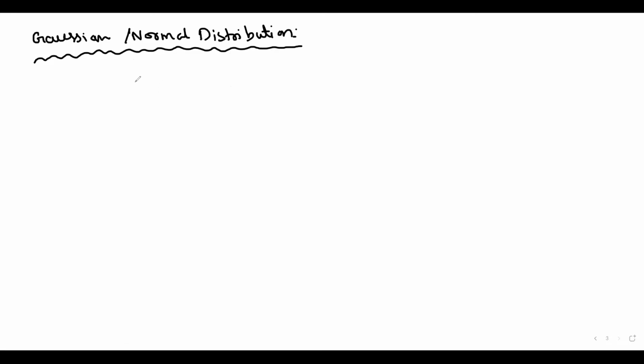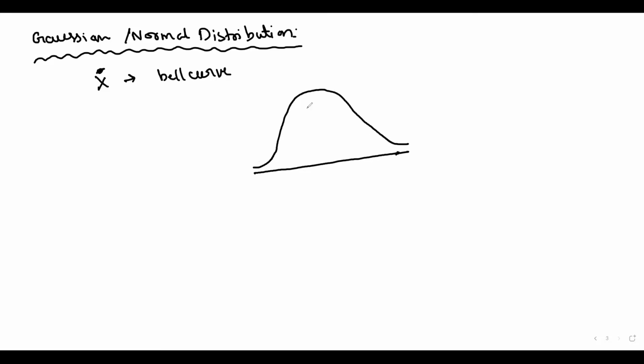Gaussian distribution basically is a distribution of, let's say, a variable x, and its shape, its pattern, is like a bell curve. If you want, I can draw it for you. Let's say this is a graph, and this is a Gaussian distribution. What is the property of a Gaussian distribution? This is the peak.